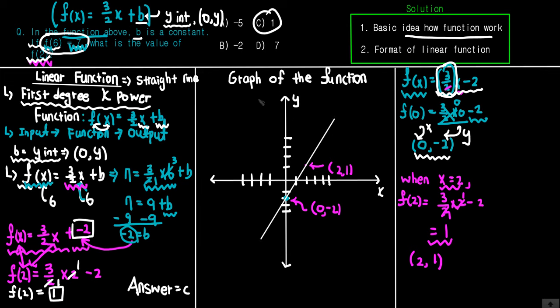So we thought about the graph of this function, which was based on our function f of x is equal to 3 over 2x minus 2. And the easy way to graph was to pick easy coordinates, such as 1 or 0, which can simplify easily.